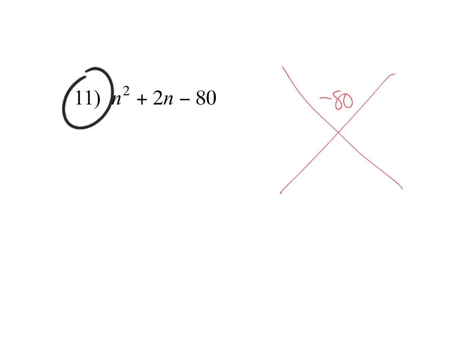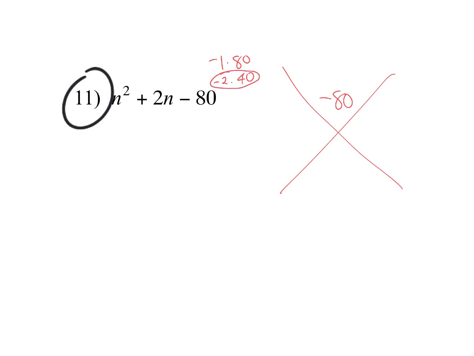We got 1 times -80. Whoops. Okay, my iPad is goofing up here. -1 times 80. We got -2 times 40. What do you notice about those numbers? How do we get 2? What needs to be true about these numbers so that they add up to 2?